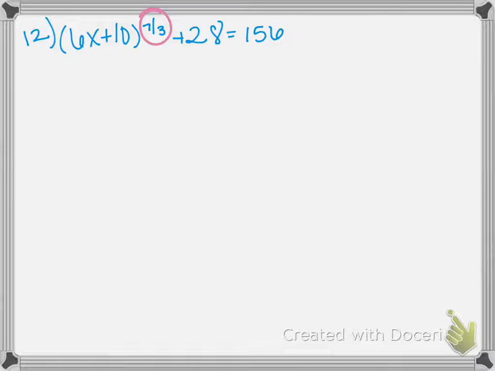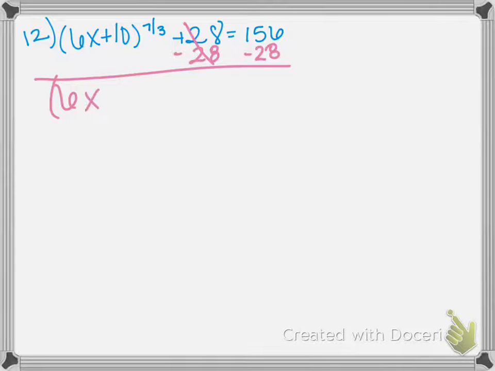So we have to make sure that if it's in parentheses like that, everything else on the outside has to be completely eliminated before we go inside of our parentheses. So I'm going to ignore that for a little bit and subtract the 28. I get the quantity of 6x plus 10 to the 7/3 power is equal to 128.